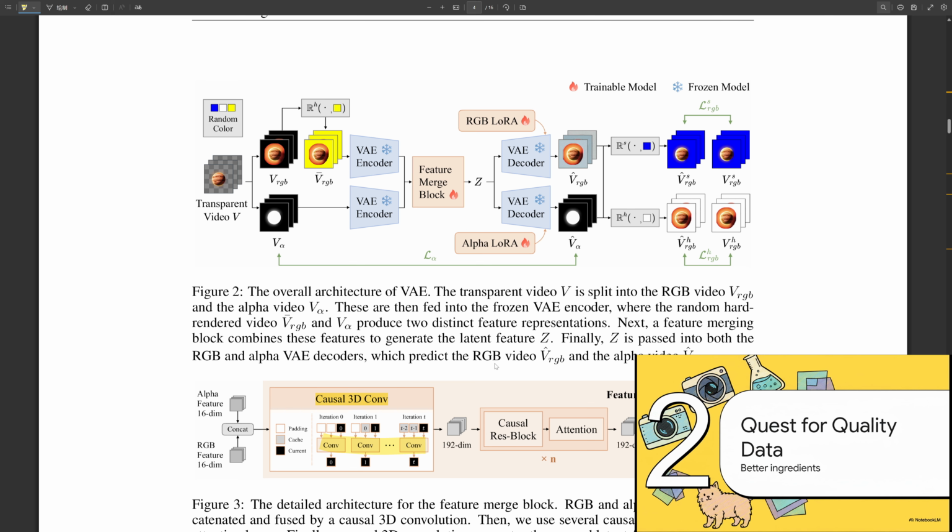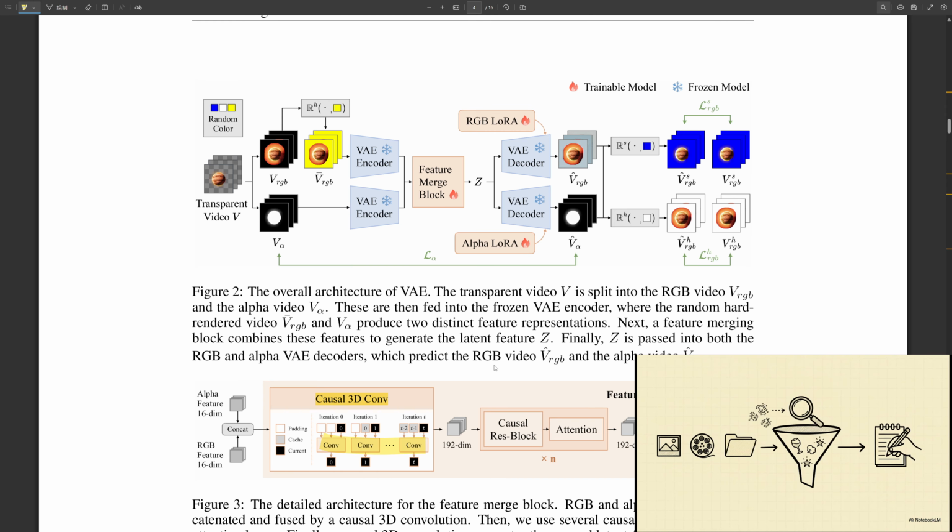And that brings us to a really key insight from this paper. You just can't build a great model with bad ingredients. The Wan-Alpha researchers knew this. So their first big innovation wasn't even about the model itself. It was about the data they fed it. They didn't just grab whatever they could find.